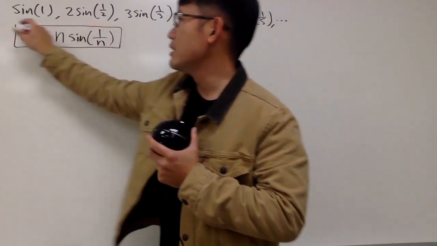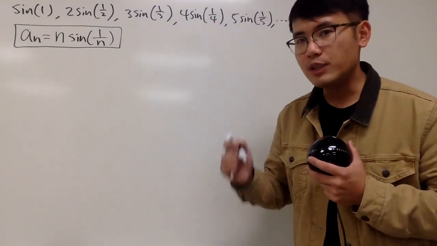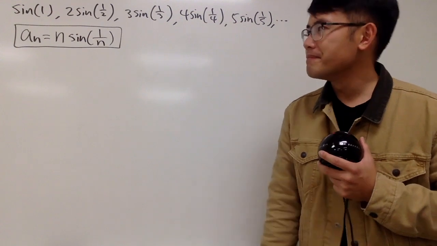Here is the formula. Now, we're going to see if a_n is increasing or decreasing or maybe neither.